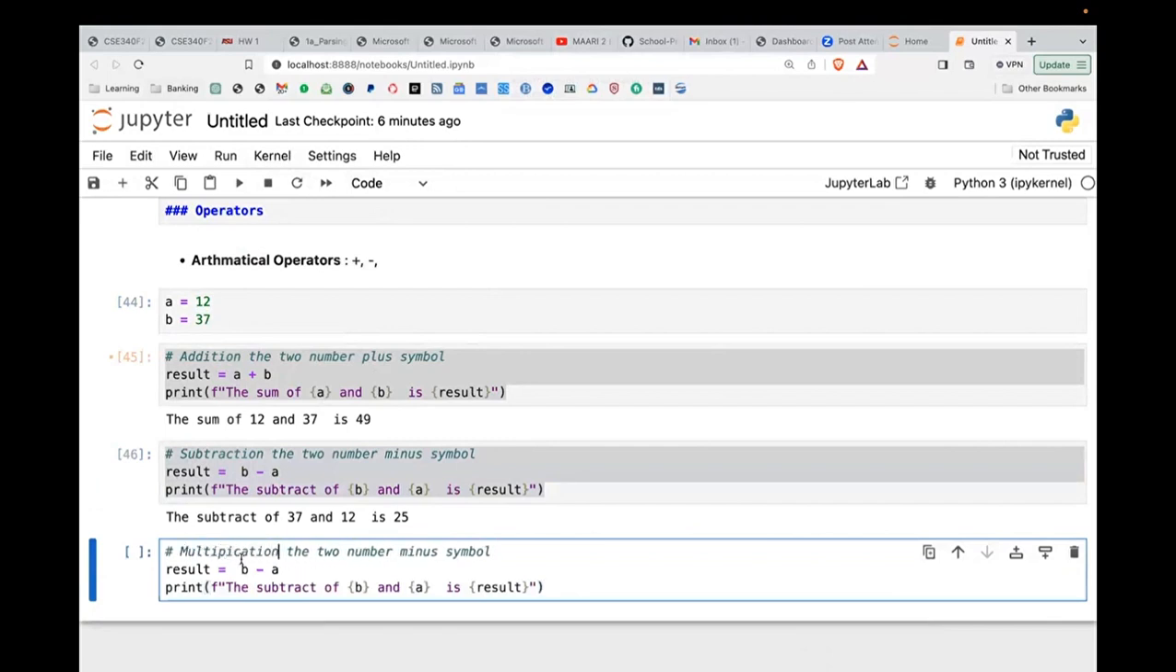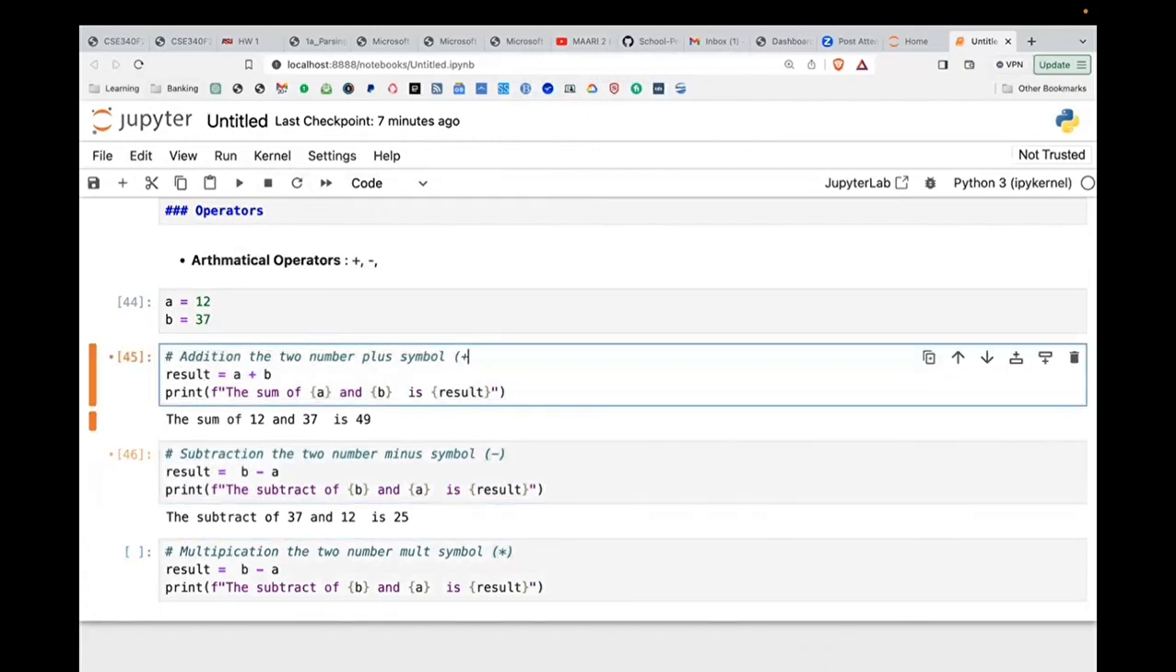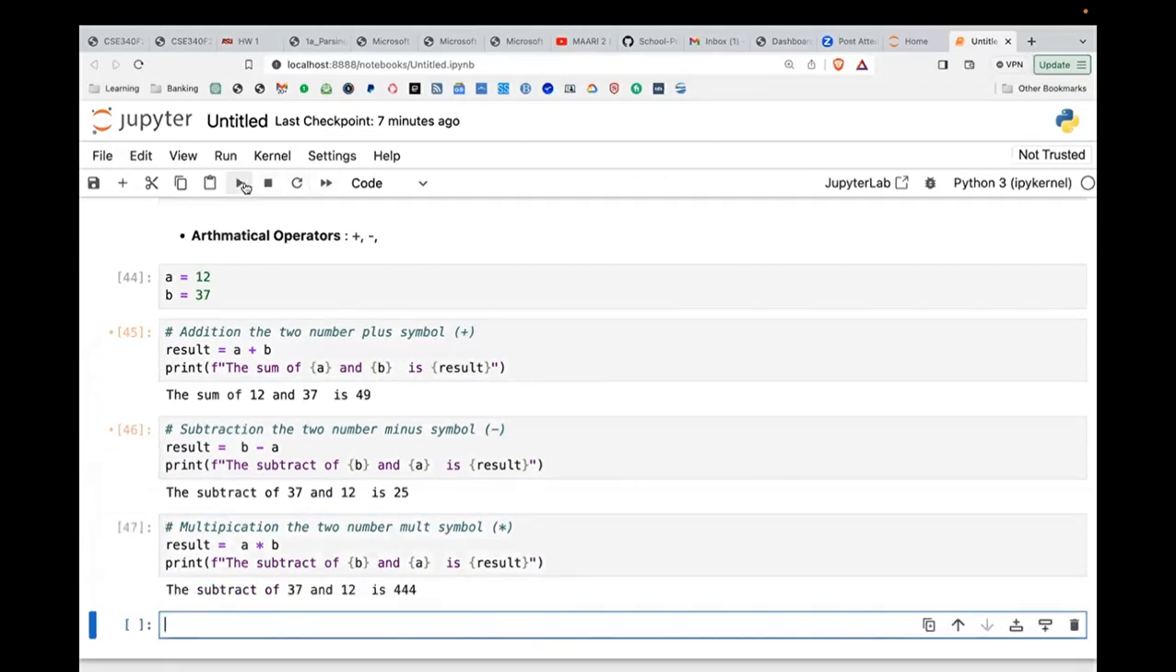Multiplication, with the mult symbol, which is nothing but the asterisk symbol used over here. This would be the subtract symbol. This would be the plus symbol by default. You can check it out. It would be A multiplied by B or B multiplied by A. Both answers are the same. So you can see here my answer is 444. That is the multiplication of 37 and 12.